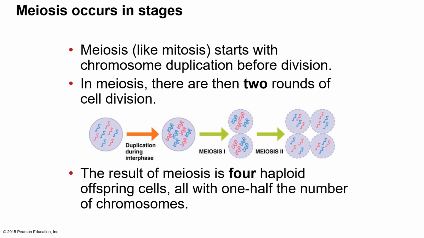Where is this parent cell, by the way? This parent cell is going to be in the ovary of a female and in the testes of a male. So this is where meiosis is going to be taking place within these organs, the ovaries and the testes.